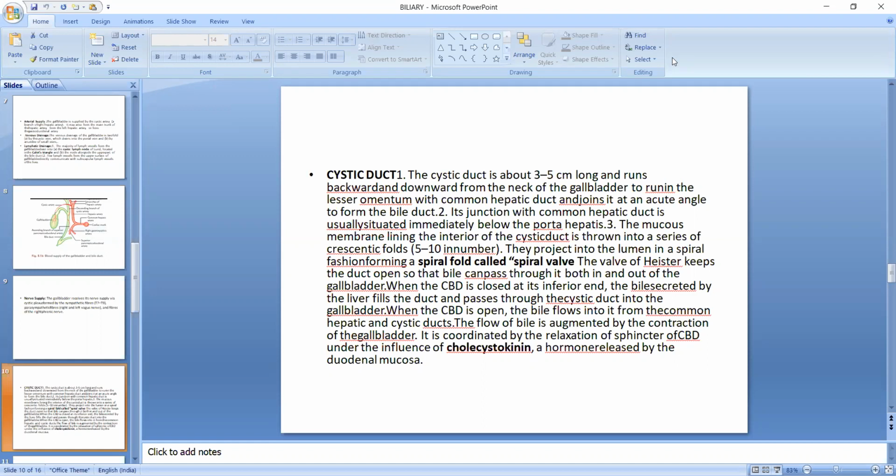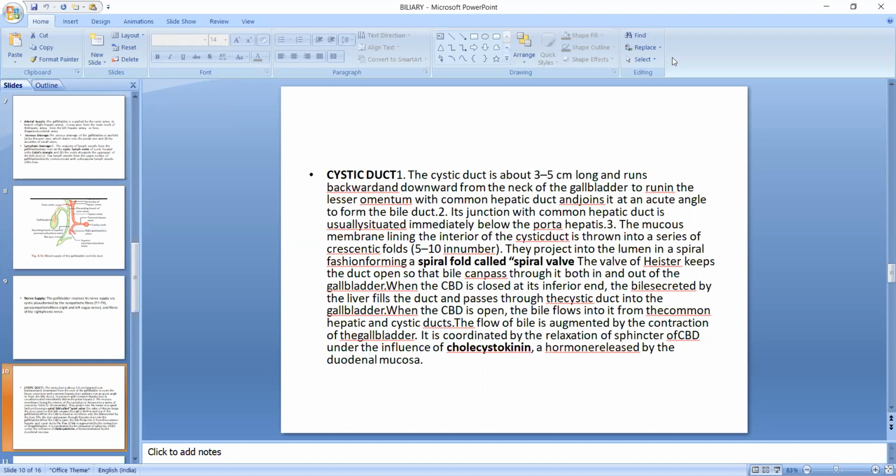They project into the lumen in a spiral fashion, forming a spiral fold that is called the spiral valve. The valve of Heister keeps the duct open so that bile can pass through it both in and out of the gallbladder. When the common bile duct is closed at its inferior end, the bile secreted by the liver fills the duct and passes through the cystic duct into the gallbladder.